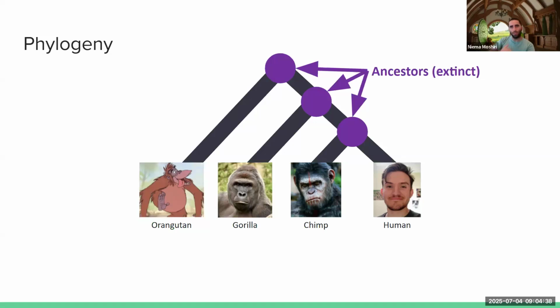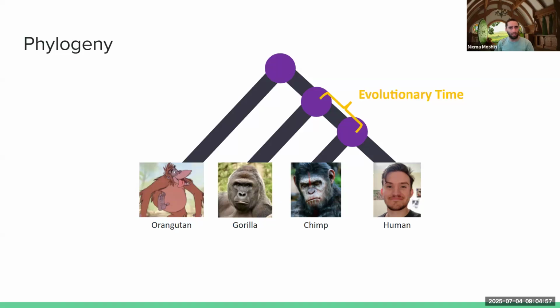And then in an evolutionary tree, time is moving forward down the tree. So going up back in time, the internal nodes represent the ancestors, which we typically assume to be extinct. And something that you might not have learned in previous biology classes is that the branches of our evolutionary tree actually have some kind of metric along them. Their lengths represent evolutionary time.